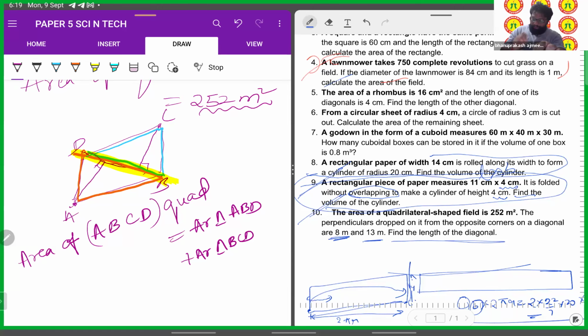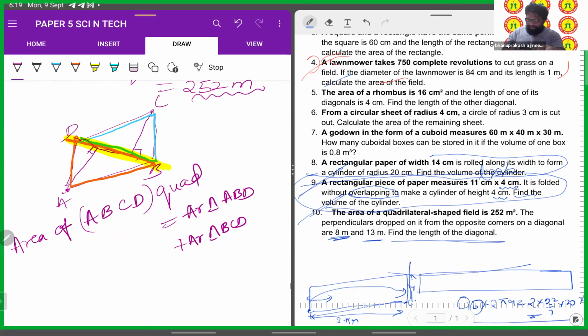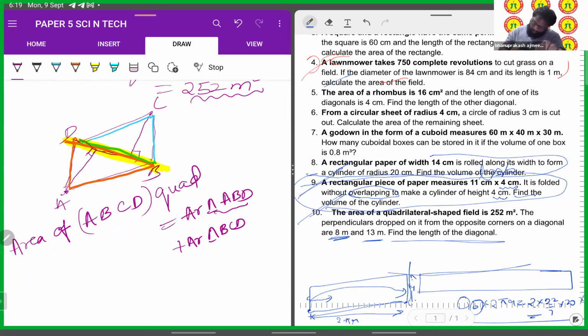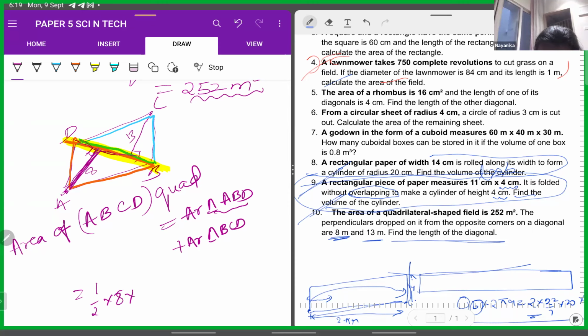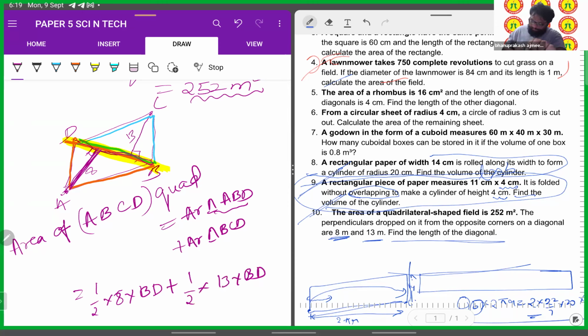So now what I am doing here, what is the area of triangle ABD? That is half into, what is height here? This is the height, no? The height could be 8 or 13, so let this be 8 and this be 13. So half into 8 into BD. This is the base. Similarly, area of triangle BCD is half into 13 into BD. Correct?